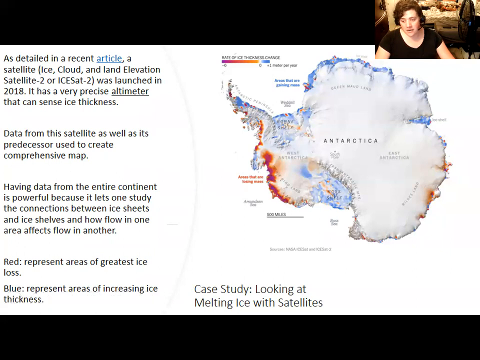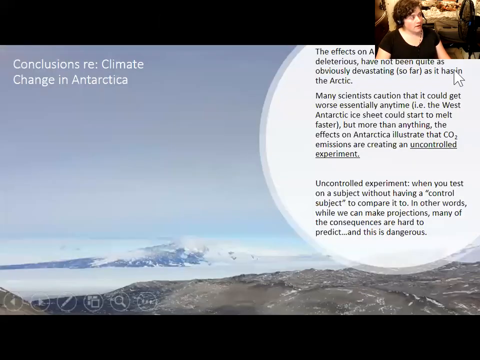The satellite data helps us understand how losses of ice in one part of the ice sheet might affect the ice sheet further inland, because what happens on the coast is going to affect what happens inland because of the way the glaciers are connected. So in Antarctica, the effects of climate change haven't been quite as obviously devastating as the Arctic so far, but it's going to get worse.